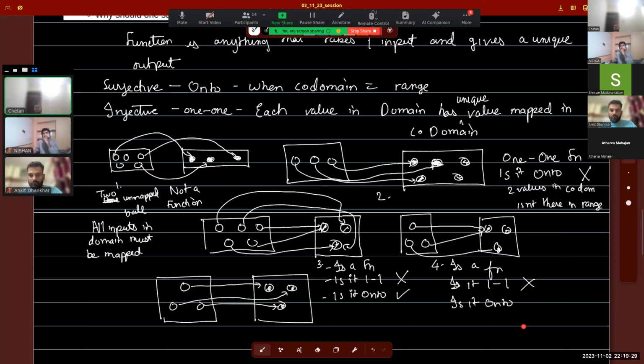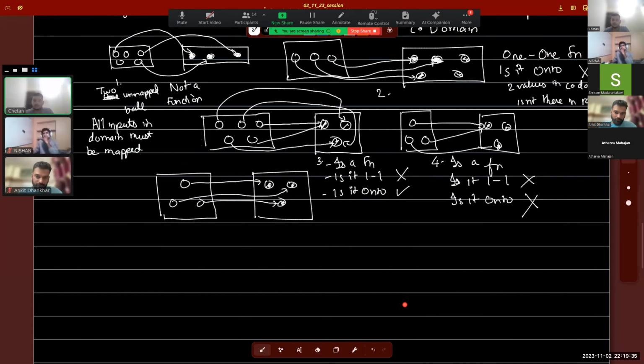Is it an onto function? It's not an onto function either. Anurag says not. Why? Because not every element in my codomain is mapped to some element in my domain. It does not fulfill that criteria. So it's neither a one-to-one nor an onto function.